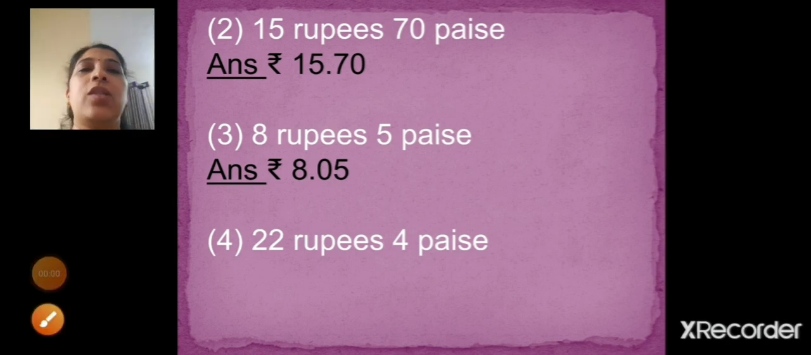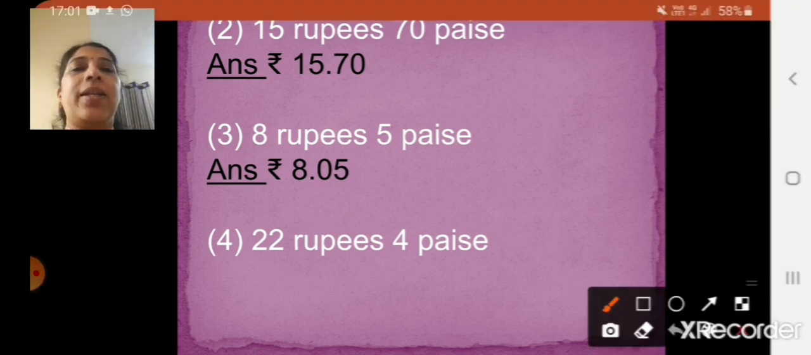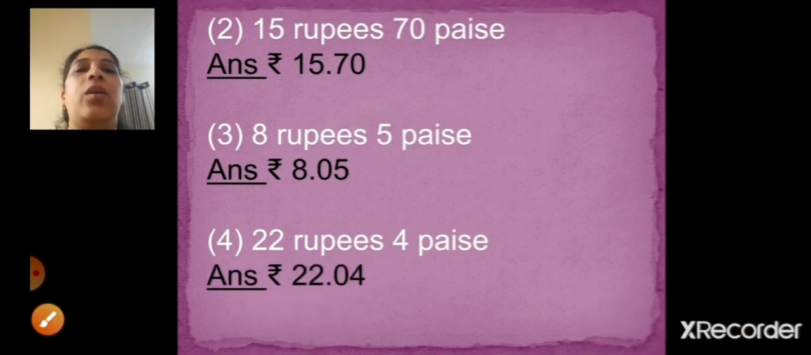Now the fourth one is 22 rupees 4 paise. So how will you write it, children? You will write it as rupees 22 and 4 paise. So 4 paise means 0.04. So your answer will be rupees 22.04. If it would have been 40 paise, then you would have written rupees 22.40. But it is 4 paise, so it will come as 0.04.